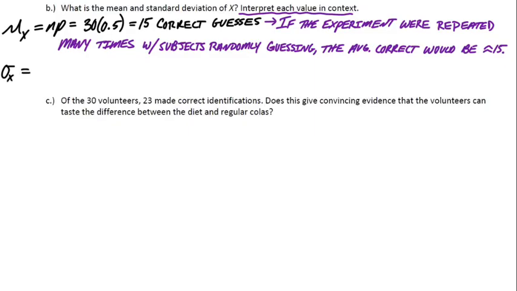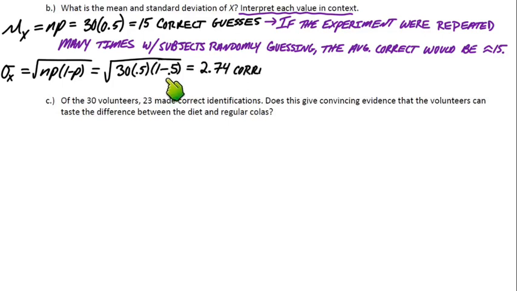Okay, how about the standard deviation? And again, this formula is on the formula sheet. It's the square root of n times p times 1 minus p. So n is 30, p is 0.5, and then 1 minus 0.5 would be 0.5 again, which gives us 2.74 correct guesses for our standard deviation.